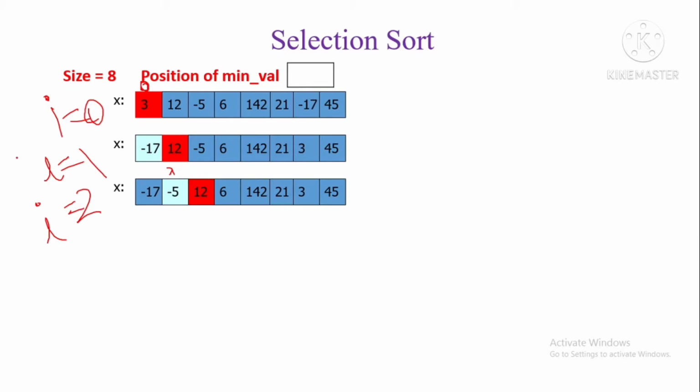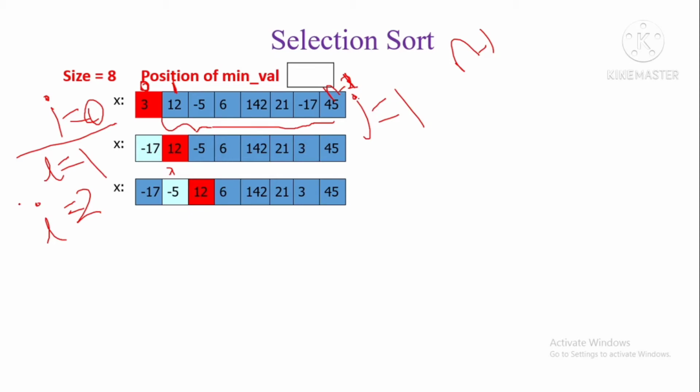Suppose I is equal to 0, what am I supposed to do? I have to find out a minimal element from the rest of the array, starting from 1 to n minus 1. I have to compare this element with the first element, second, third, up to n minus 1. So I need another index variable j, which goes from 1 to n minus 1. So here not n minus 2, but n minus 1.